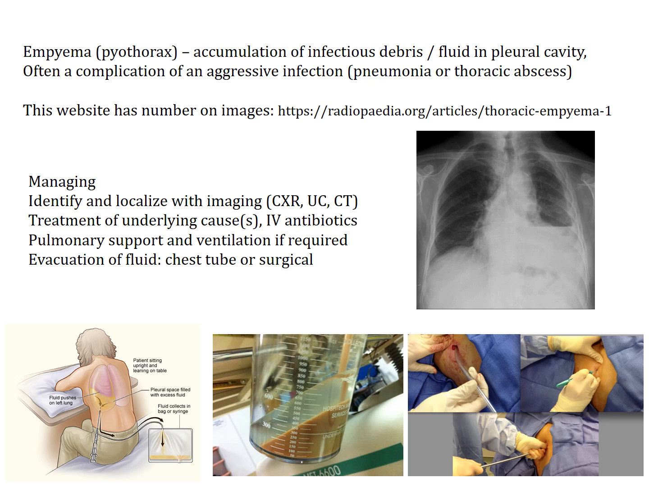So with respect to effusions and empyema, identify it and localize it using medical imaging. Start treating the underlying cause with IV antibiotics, pulmonary support and ventilation if required, and then evacuation of the fluid. And that evacuation can be done with a chest tube or a variety of other surgical processes, including thoracoscopy, where they're actually looking into the chest as that's being drained and adhesions being taken down, etc.